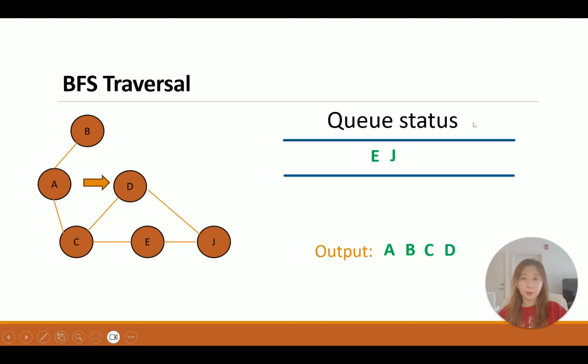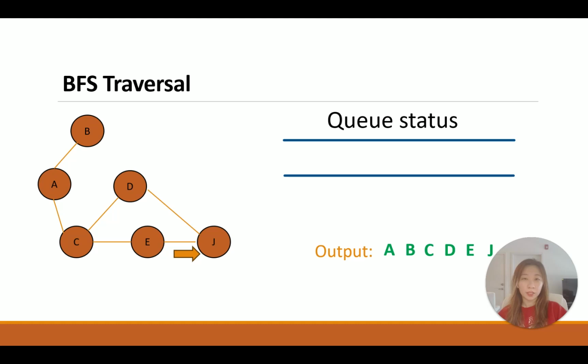Next is E. Its neighbor is already visited, so we will dequeue it and add it to the output. Then we reach J, and same thing, no new nodes to add, so we will dequeue J and finish the traversal. At this point, the queue is empty and the traversal is complete. The final BFS traversal order is A, B, C, D, E, J.